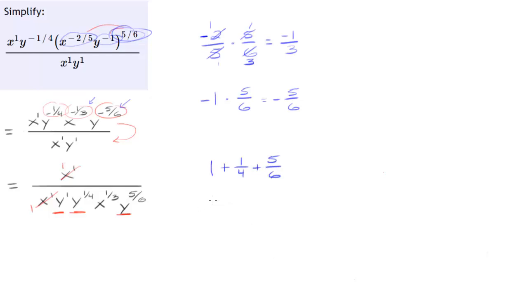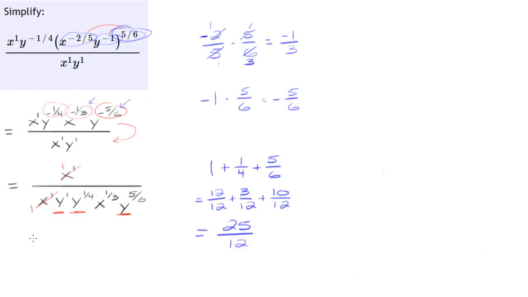To do this addition, I need to find common denominators. I'm going to use the common denominator of 12. So 1 is 12 over 12. For 1/4, I'm going to multiply both the top and the bottom by 3 to get 3/12. And for 5/6, I'm going to multiply the numerator and denominator by 2 to get 10/12. When I add those all together, I get the same shared common denominator of 12ths, and 12 plus 3 is 15, plus 10 is 25. And so when I add those exponents together, I get 25/12.